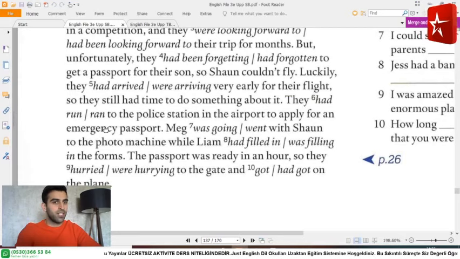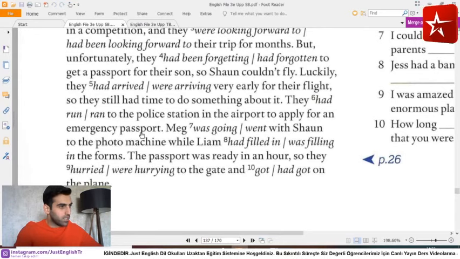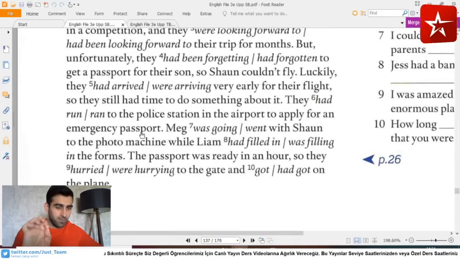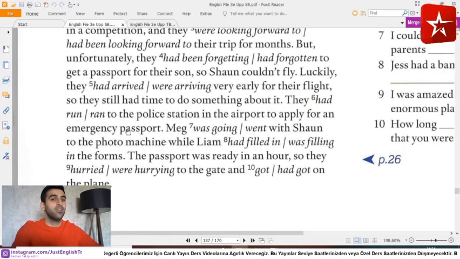So, they had run or they ran to the police station, the airport to apply for an emergency passport. Which one? Okay, Gizem says ran, Tuko says had run, Arif had run, Ekin had run, sorry. Dilara says ran, Kevser says had run, not rum, it's ran, run. Beril says had run. Okay, the correct answer for 6 is ran. Past simple, not past perfect.